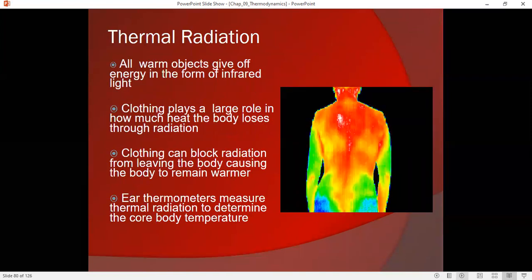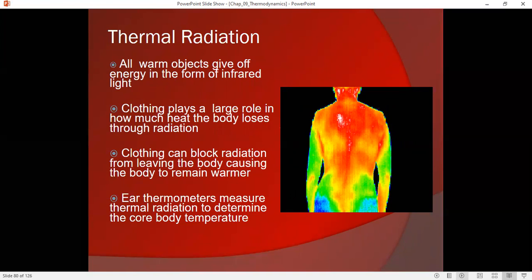Okay, thermal radiation. All objects that are warm give off some form of infrared light. Here's an actual thermogram of the human body radiating heat into the surrounding environment, okay? So again, simply by putting clothes on, you're blocking some of this infrared light from escaping to the outside.